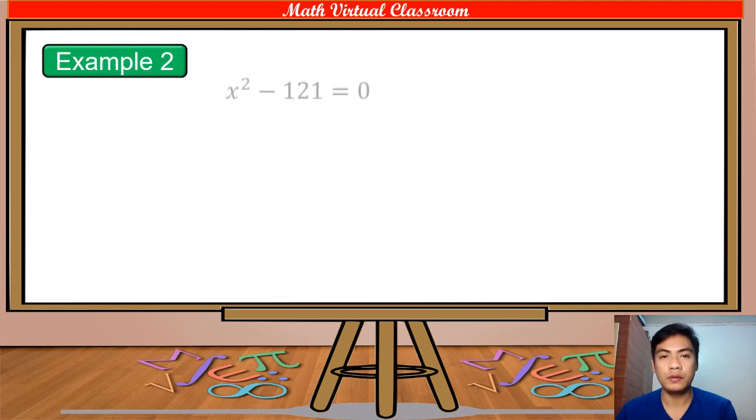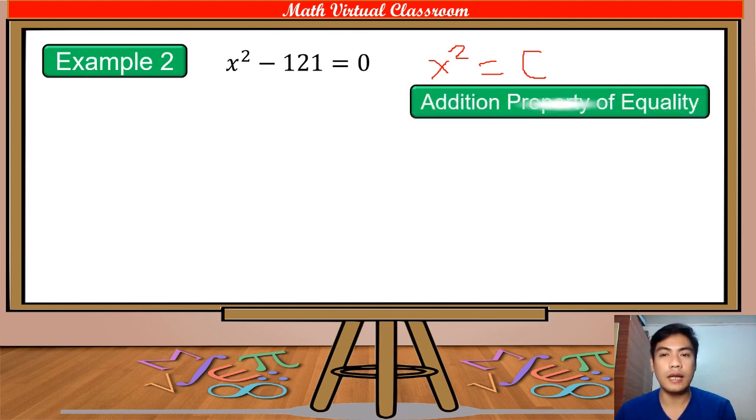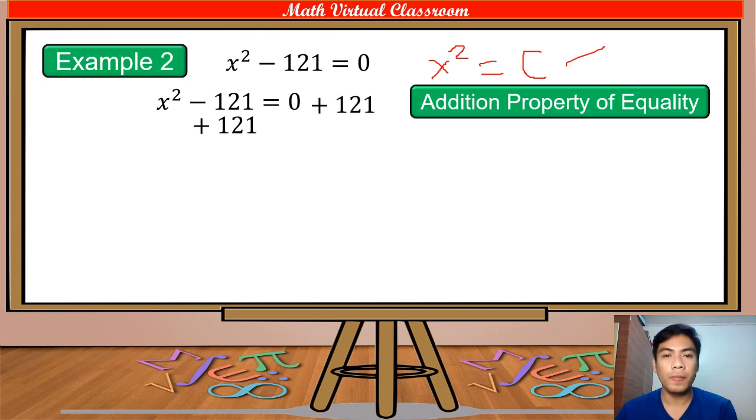Example number 2. x squared minus 121 equals 0. Remember that we should have the form x squared equals c. So we first use the addition property of equality to have this form of equation. We are going to add positive 121 on both sides of the equation. Numbers that are inverses when added will be 0. So x squared now is equal to 0 plus 121, which is 121.